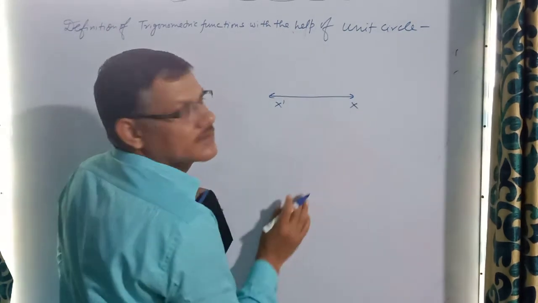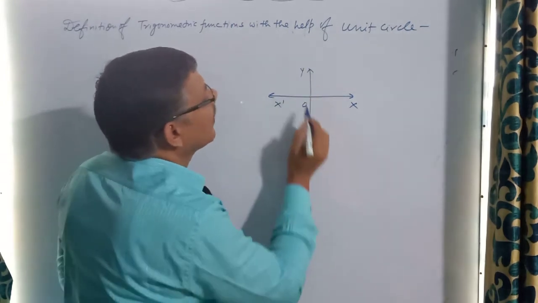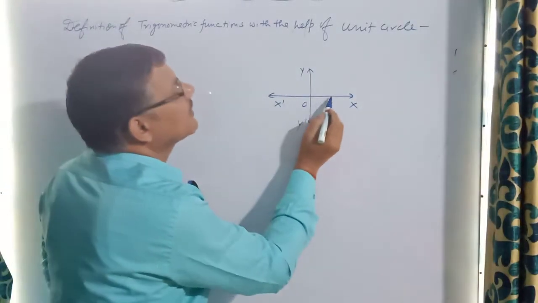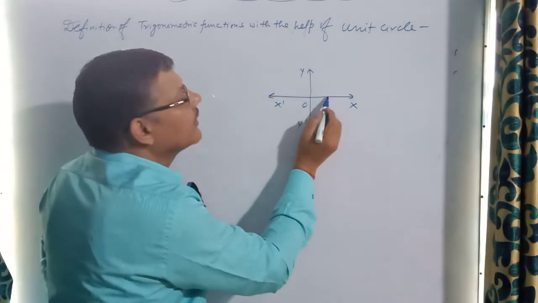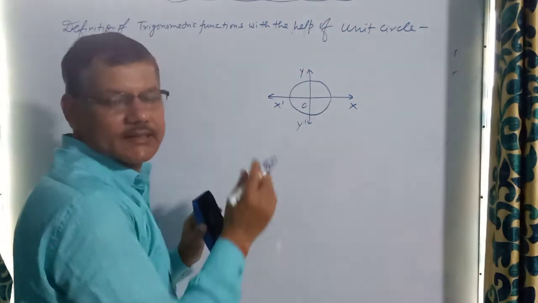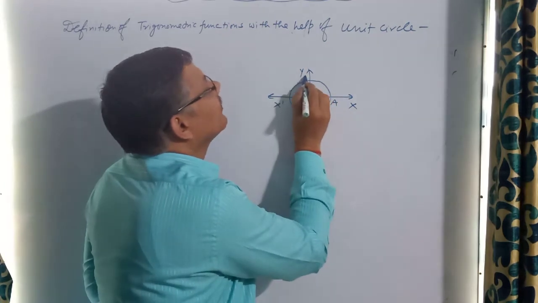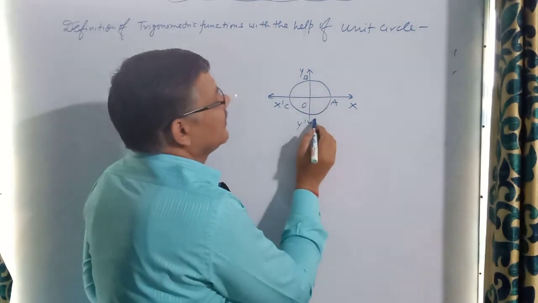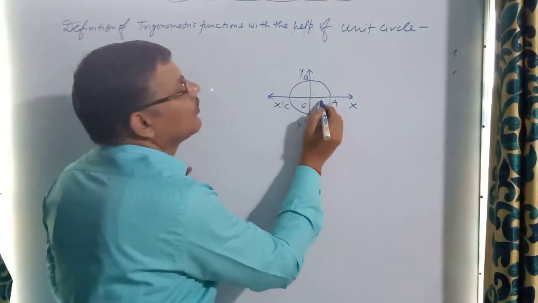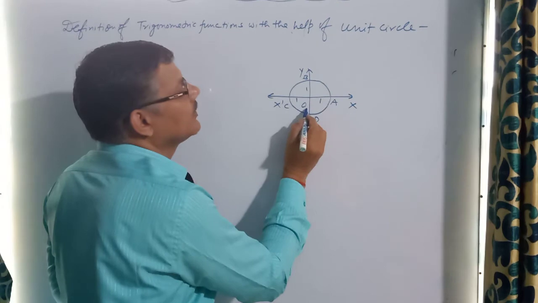X dash and x represent the x-axis, and at the same time we may say y o y dash represents the y-axis. Now a circle is drawn with center O and radius 1 unit, so that's why it is called unit circle. Let this circle intersect the coordinate axes at A, B, C, and D. So this is the origin. By definition of unit circle, it is 1 unit, it is also 1 unit, it is also 1 unit, it is also 1 unit.